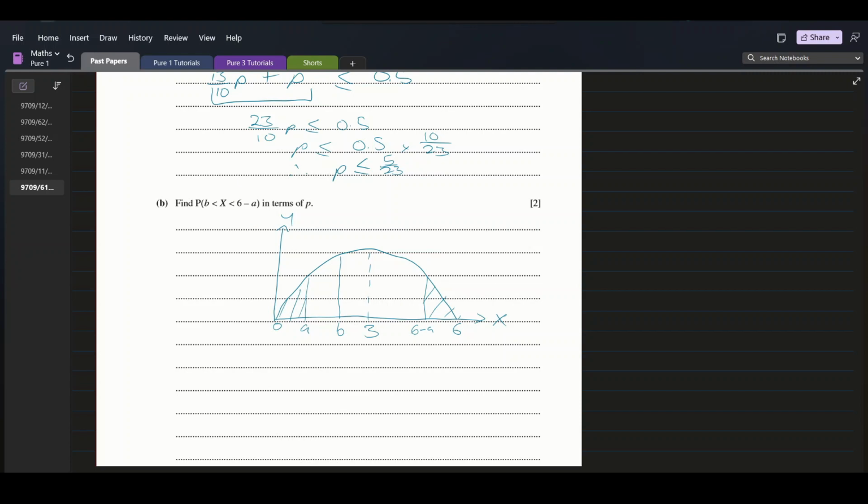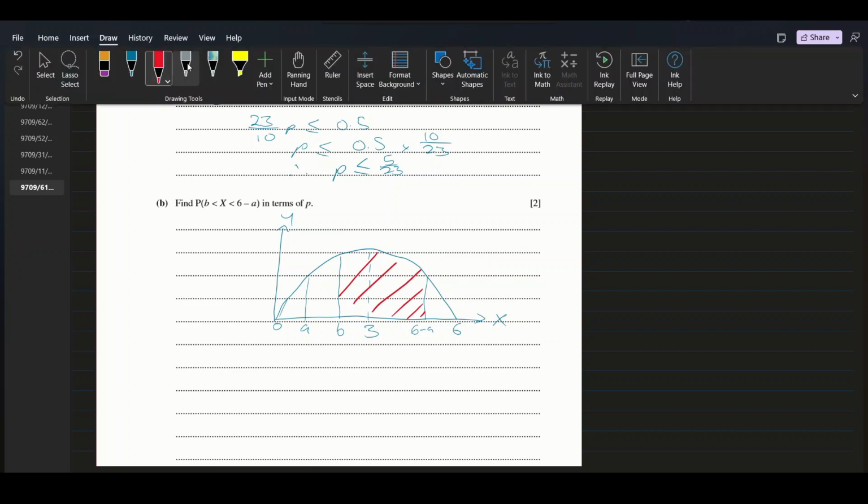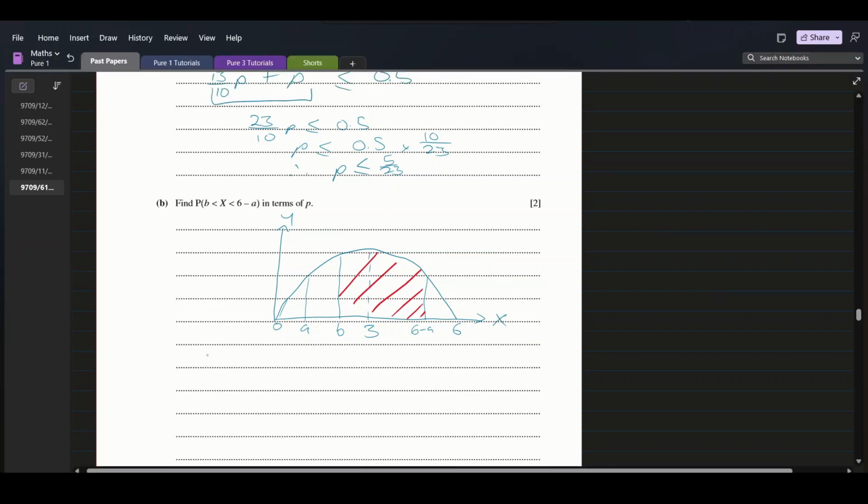What we want, let me just remove the area that I shaded, and so what we want, let's do it in red, is the probability that x is between b and 6 minus a. So this region over here, the region I've shaded in red. So what we can do is to simply say, we know that the total area under the curve is 1. So 1 minus this region from 0 to b minus this region from 6 minus a to 6.